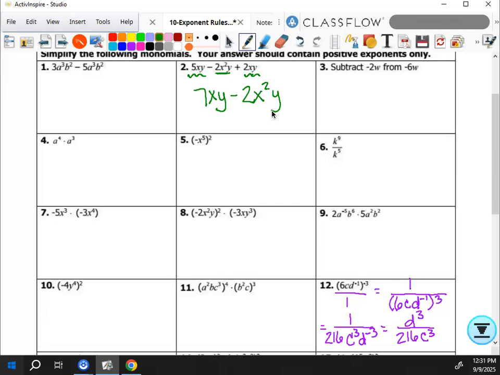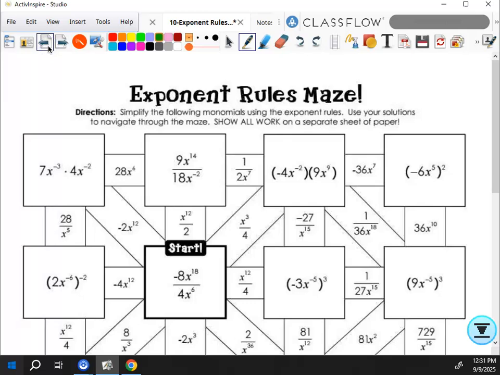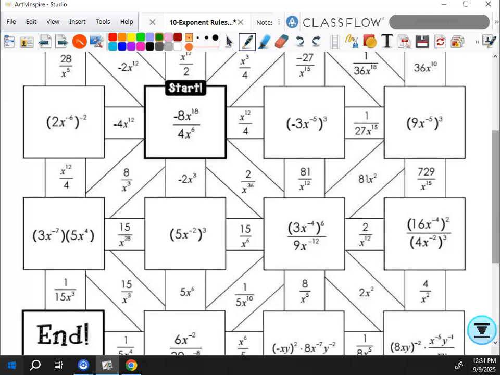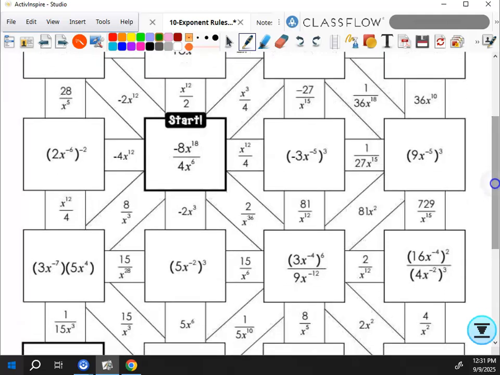All right, now flip it over. I want to make sure you know how to handle this. We start at start. Okay? And then we've got to work this out. So negative 8 over 4, that'll reduce to a negative 2, right? And then x to the 18th over x to the 6th, what does that reduce to? X to the 12th. And then I really don't have anything in the denominator, so I didn't really even need the 1.